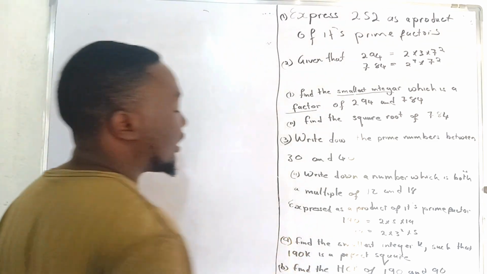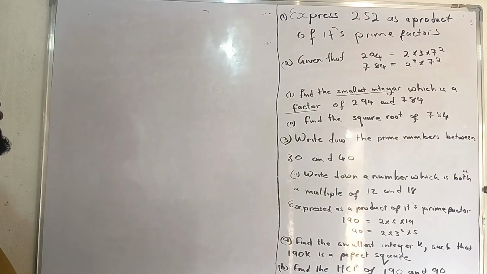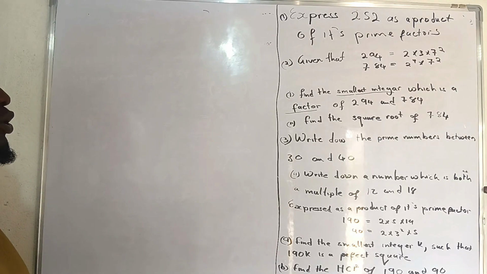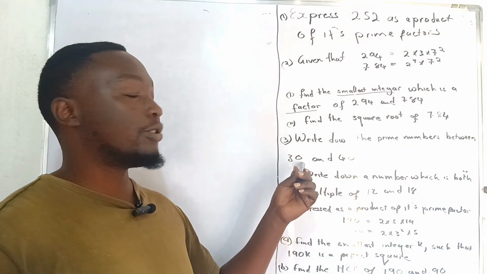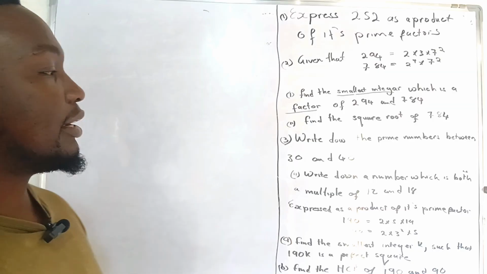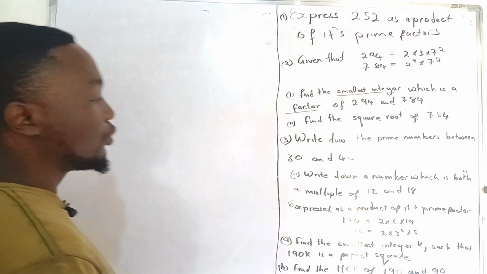Write down the prime numbers between 30 and 40. So I want you to write these in the comment section. All the prime numbers between 30 and 40. I want you to write it in the comment section. So let's move on. Part 2.